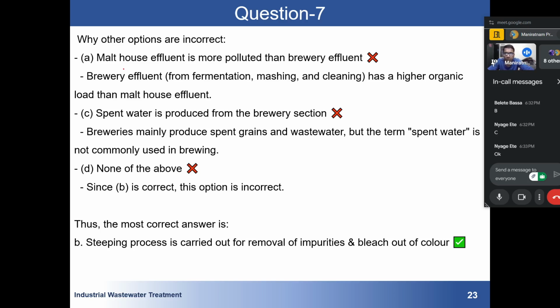Option A was that malt house is more polluted than brewery. Brewery blend has higher organic load because we are directly using grains. Then we have option D, none of these. So the correct answer is B. So B is the correct answer.